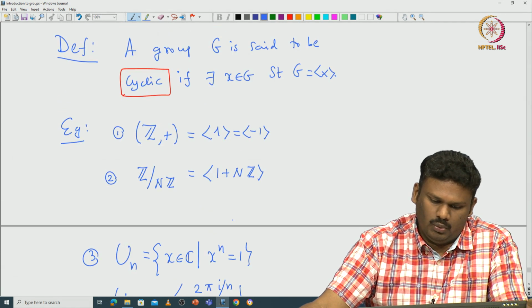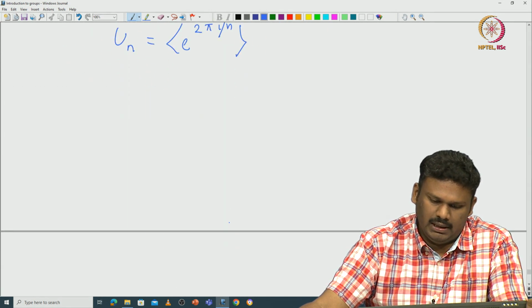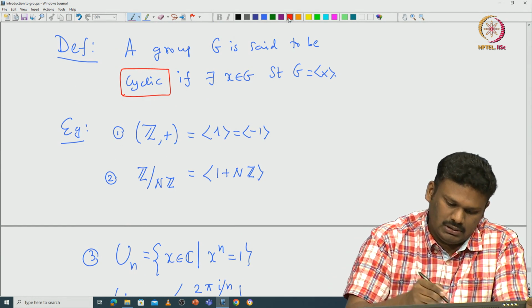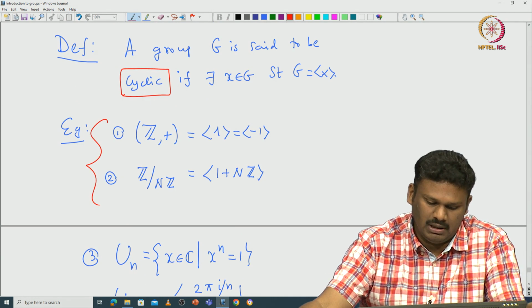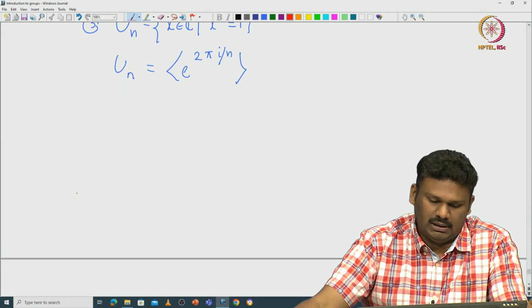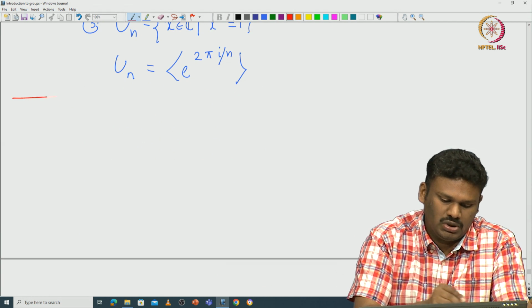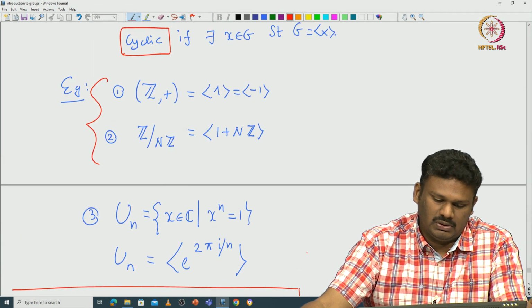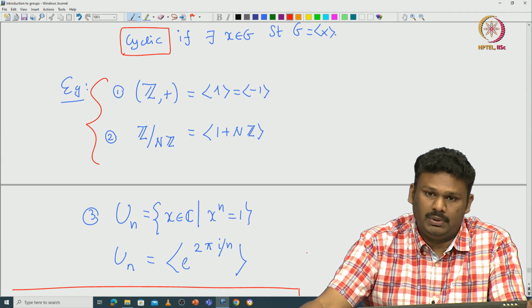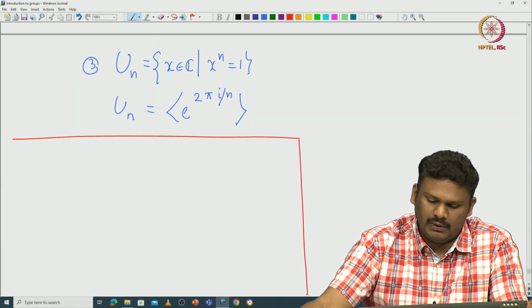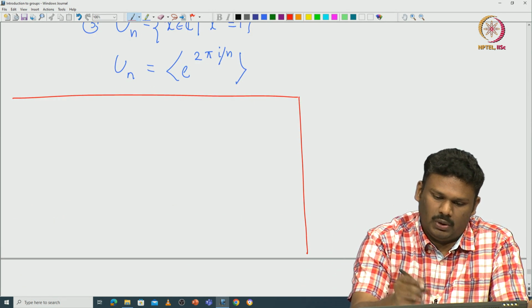So, now what we are going to say indeed. These first two examples are very important. So, all cyclic groups must be of this form. Okay. So, what is the meaning of that? For that, we need to define the notion of isomorphism. Okay. So, basically what we want to say is any cyclic group is either isomorphic to Z plus or Z mod nZ. Okay. So, what is isomorphism?